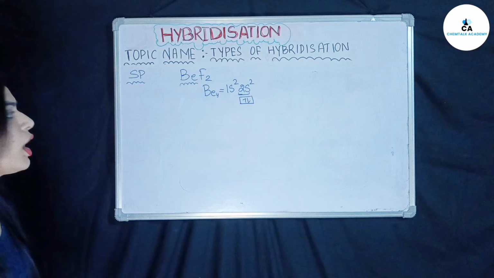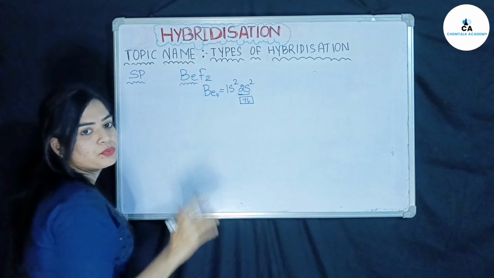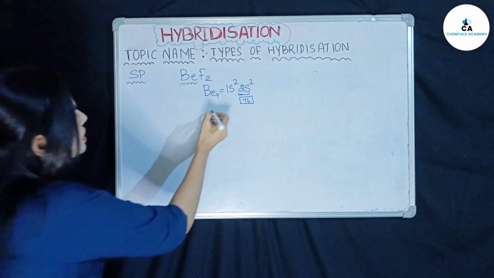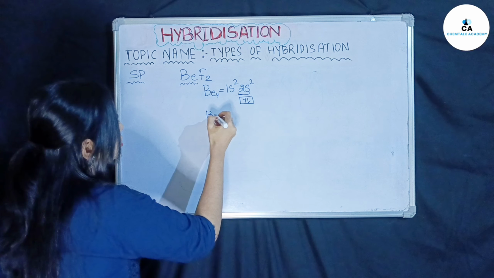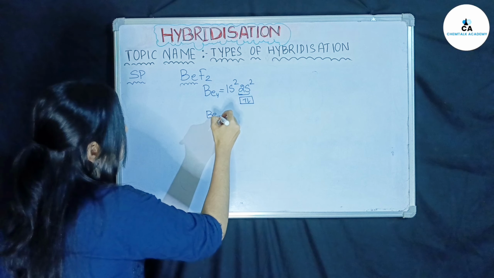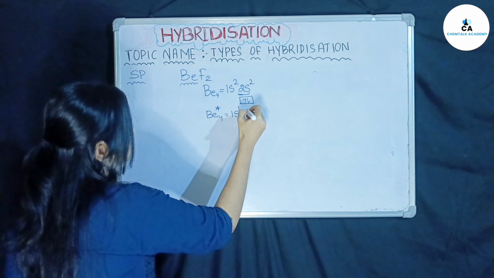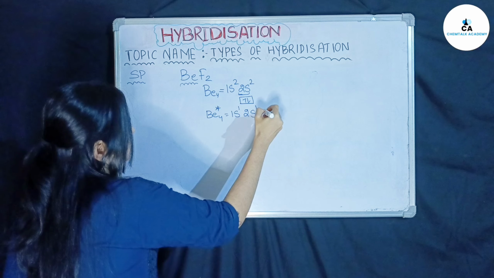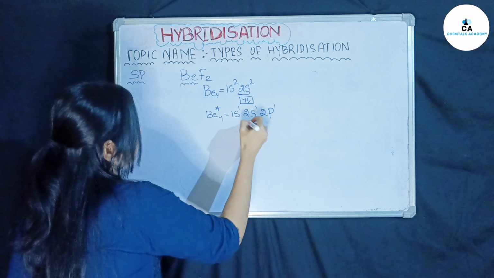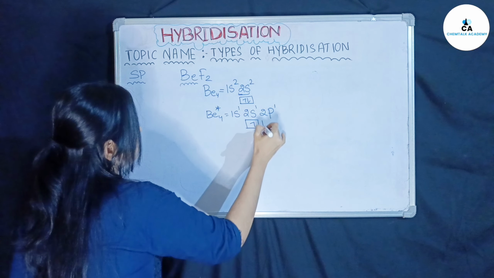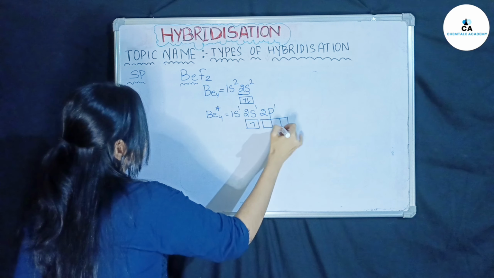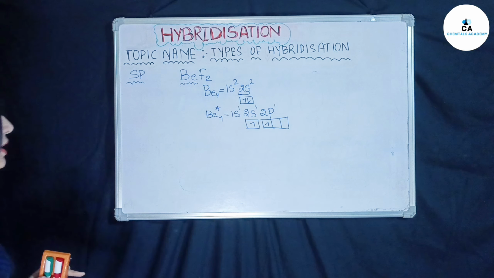Now how many fluorines are attached to beryllium? 2 fluorines are attached to beryllium. So here beryllium should have 2 half-filled orbitals. During its excitation the electronic configuration will be 1s1, 2s1 and 2p1. One electron from the s orbital will jump from s to p orbital.